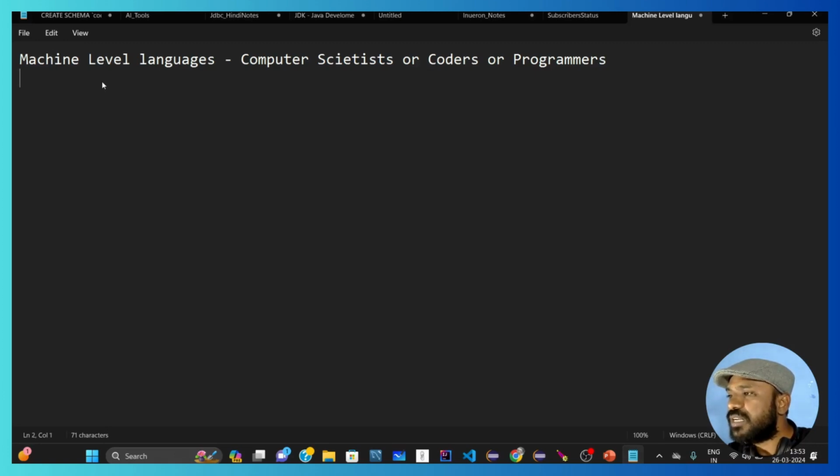Machine level language. Here it is, 0 1, like this they wrote the code somehow. This is machine level language. The machine directly understands this code because this is the machine's language, 0 and 1. In this format, in the initial days, people wrote the code, but this is very difficult.